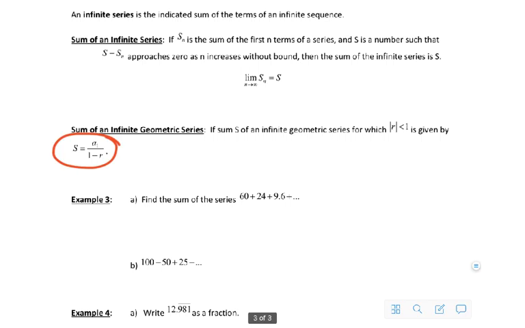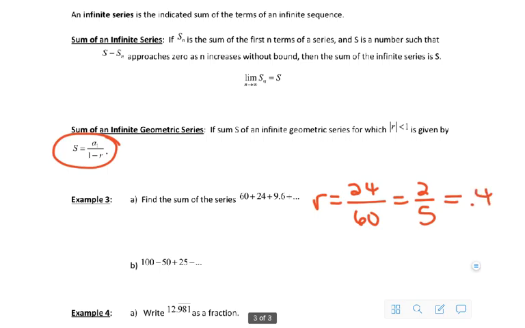How do you know if it's geometric? Well, if there's a common ratio. Remember, you find the common ratio by dividing the second term by the first term. If I divide the second term by the first term, I'm going to get 2 over 5. Then I'm going to check that by doing 9.6 divided by 24 and see if I also get 2/5, or 0.4 if you like that better, which you do. So it must be geometric.